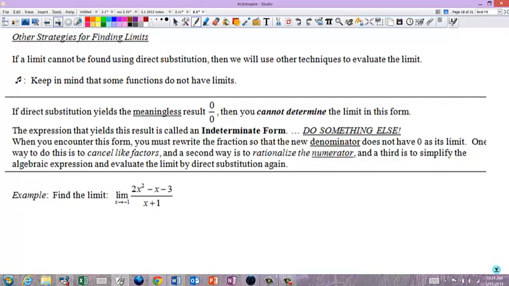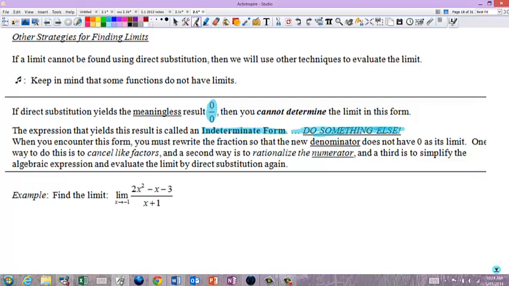Now, if a limit cannot be found using direct substitution, then we'll have to use other techniques to evaluate the limit. Some functions don't have limits. Sometimes the limit does not exist, if the left-hand limit does not equal the right-hand limit, or if it goes to infinity. It says if direct substitution yields the meaningless result, 0 over 0, then you cannot determine the limit. And this is called an indeterminate form, and you have to do something else.